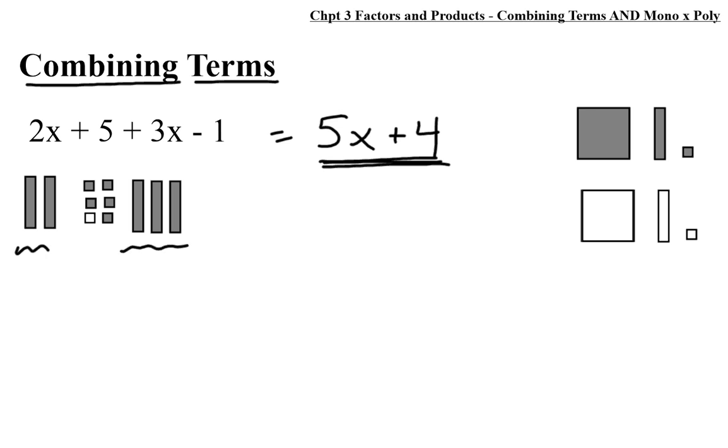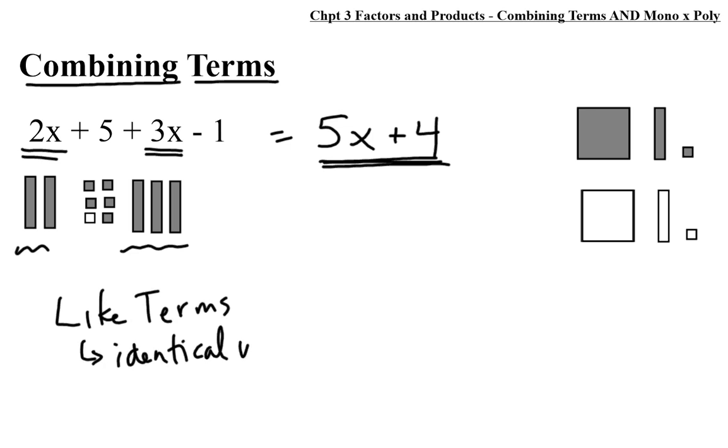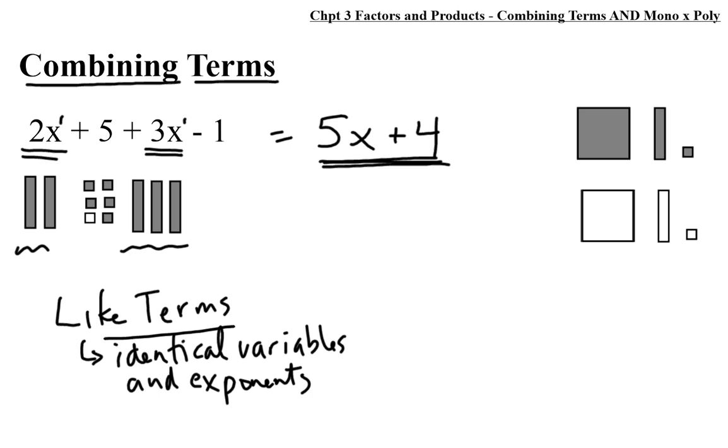Because they're the exact same shape. Well, 2x and 3x are like terms because like terms have identical variables and exponents. In this case, the exponent I could say is a 1 on each, but identical variables and identical exponents create like terms. So we put like terms together.